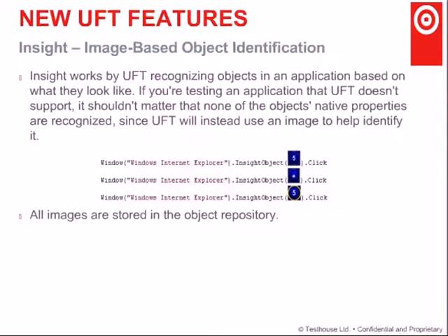Continuing on that vein, let's just have a little drill down into this area. Insight works by UFT recognizing objects in an application based on what they look like. If you're testing an application that UFT doesn't support, it shouldn't matter that none of the object's native properties are recognized, since UFT will instead use an image to help identify it. As you can see, there's 3 examples there, and all images are stored in the object repository. So again, bear in mind, you existing QuickTest Pro users, if you're sharing your object repository with other scripts, then these images also become available for those other scripts.